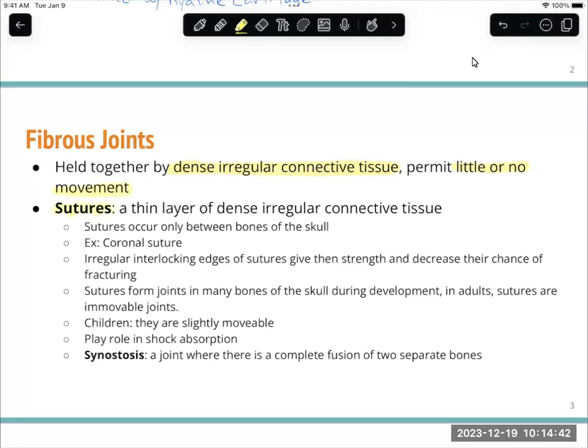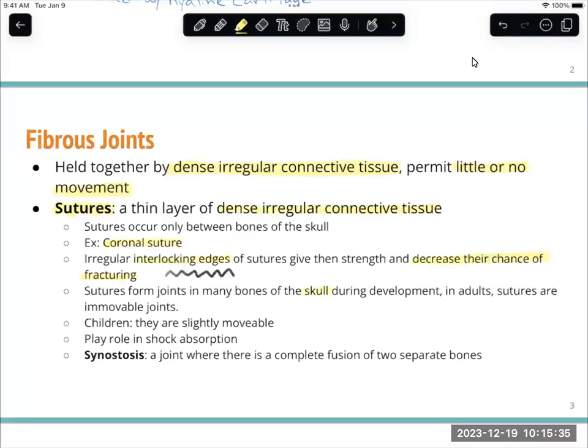Think about the bones of your skull. There are separate bones in your skull, and they are all held together by sutures. Those sutures, again, are that dense irregular connective tissue that is holding those two bones together, like that coronal suture that separates that frontal bone from the parietal bones in your skull. They usually have this irregular, zigzagging feature to them that interlocks the edges of that suture together. Why? Because we're trying to decrease that chance of having a fracture in that bone or of that joint.